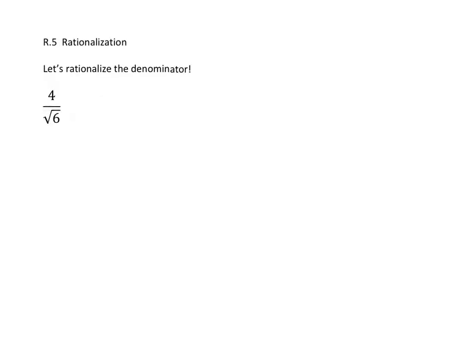In this video, we are going to talk about rationalization. For this particular example, we want to rationalize the denominator. This means we want to get rid of the radical sign in the denominator. Our answer should not contain a square root of 6 in the denominator.